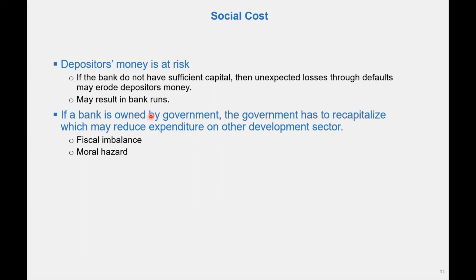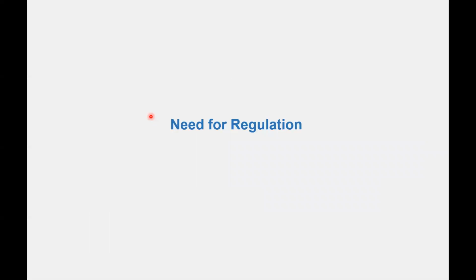The second thing is that whenever there is a loss to the depositors' money and this information spreads over the locality, then all the depositors will rush to the bank and withdraw their deposits. That may lead to bank runs. So when the government comes and rescues by recapitalizing or liquidating, that may lead to fiscal imbalances and moral hazard. So that means there is a need for regulation.